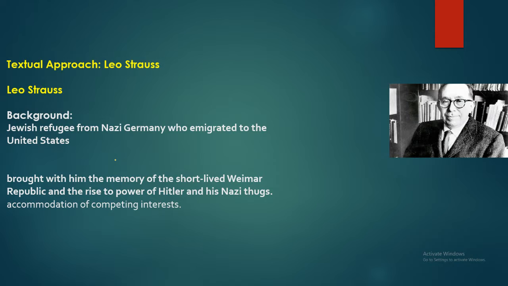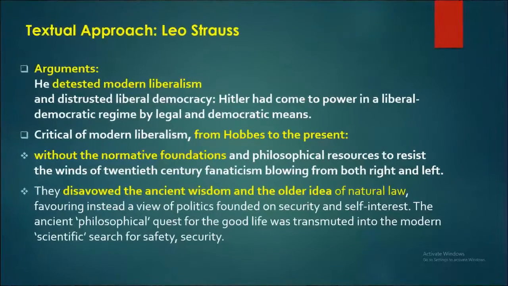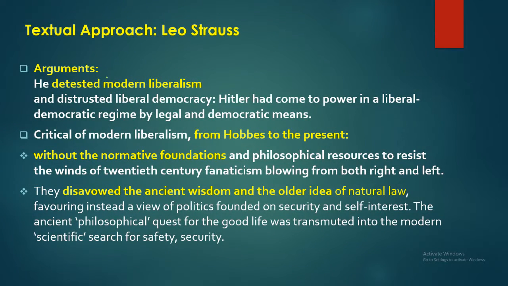Important thing that you should know about him is that he had a very bad memory of the Weimar Republic when Hitler got into power, and how the whole Nazi regime created a situation in which Jews were persecuted. So he was primarily critical of modern liberal society, modern liberalism, and also the liberal democratic regime. Primarily, he thought that modern liberalism and the liberal democratic regime were unable to challenge and allowed Hitler to gain power in Germany.